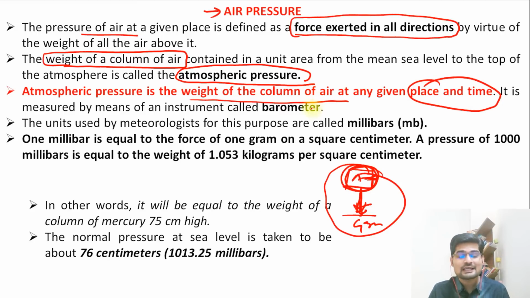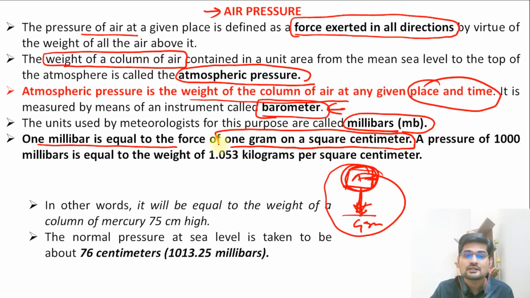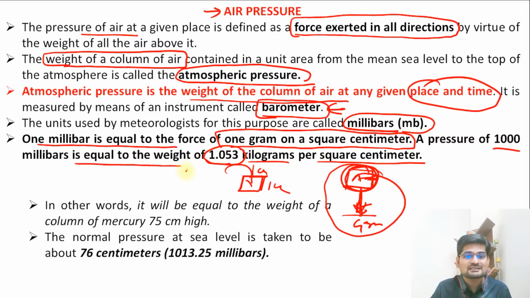And how do we measure it? Remember Torricelli, in the first lecture we discussed the developments in the 17th century. So the barometer was invented in the 17th century by Torricelli to actually measure this pressure. And what is the unit? It is called MB. So remember, it is millibars. And how do we define 1 millibar? This is the statement here. 1 millibar is equal to the force of 1 gram on a square centimeter. So remember, in a square centimeter, 1 centimeter by 1 centimeter, this is the force applied. And remember, a pressure of 1000 millibars is equivalent to the weight of 1.053 kilograms per square centimeter. So this is about the measurements.